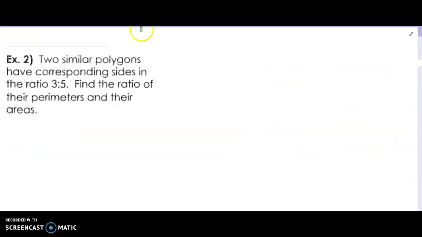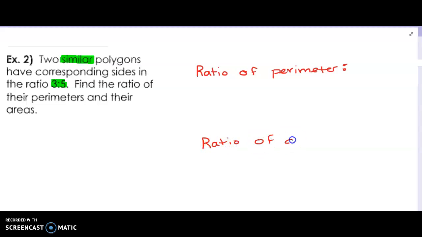All right, so I want you to go ahead and do example 2 on your own. It tells you that the polygons are similar, and then it tells you the ratio of their sides is 3 to 5. So use the example before and find the ratio of the perimeters and also the ratio of the area. So go ahead and do that on your own and then we'll go over it.